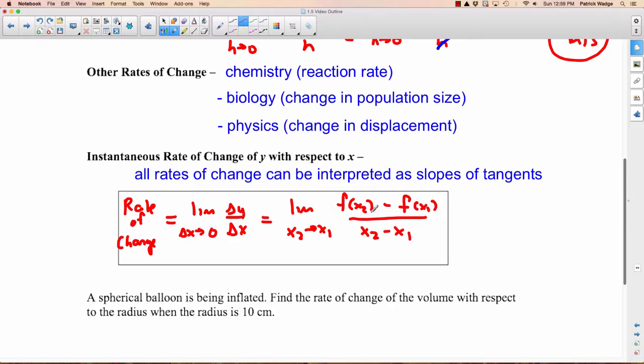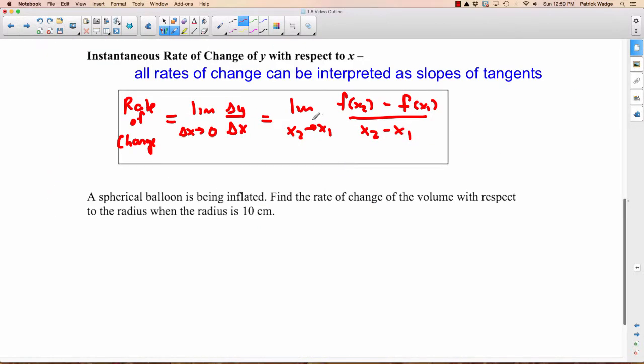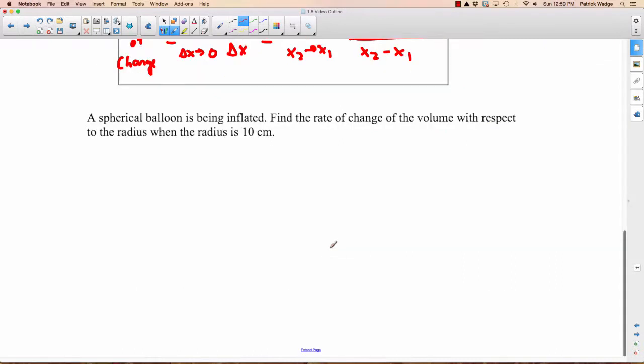This is really just saying the same thing that we've said up here, but we're saying it a little bit more generally, so it covers all sorts of different things, not just velocity. So here's our last example. A spherical balloon is being inflated. Spherical, a ball, right? Perfectly round. Find the rate of change of the volume with respect to the radius when the radius is 10 centimeters.